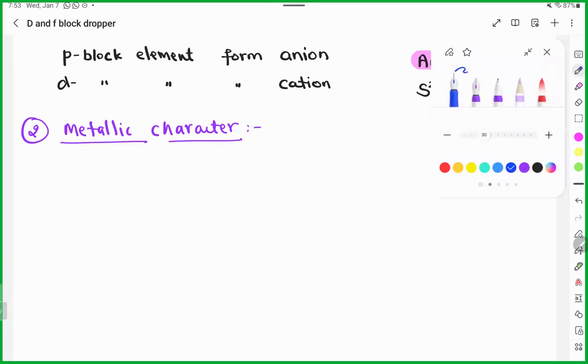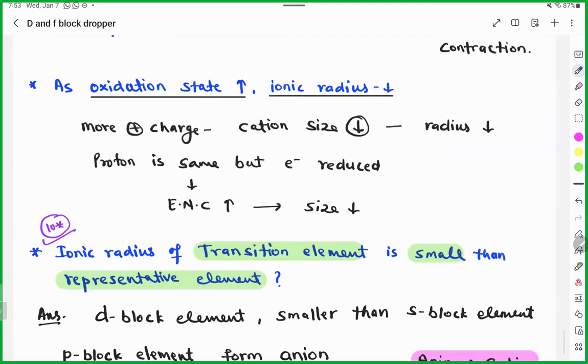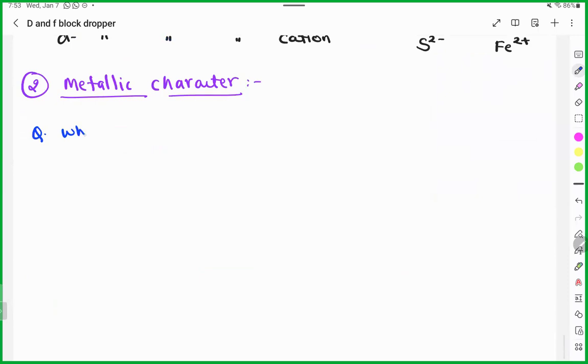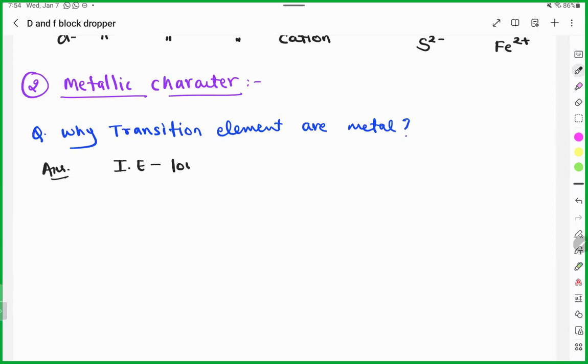Why are transition elements metals? I will write it in the form of a question. Why are transition elements metals? Something to do with ionization energy, right? Yes. Ionization enthalpy is low, and metals have low ionization enthalpy. So what happens if there is low ionization enthalpy? They lose electrons easily.